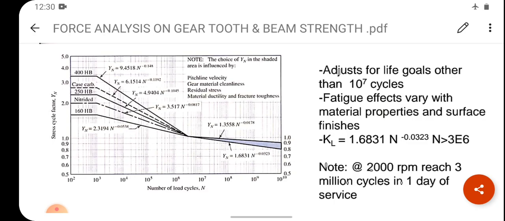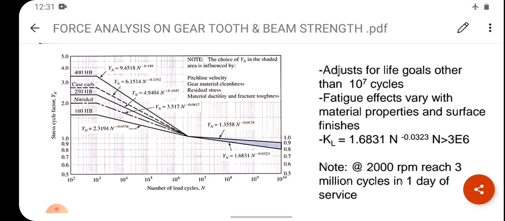So the value of Yn, what is it adjusted for, here I am reading the statement. See the note point, that is the choices of Yn and the shaded area are influenced by pitch line velocity, gear material cleanliness, residual stress, material ductility and fracture toughness, clear. So adjust for life goals other than 10⁷ cycles. Fatigue effects vary with material properties and surface finishes. So what will the fatigue effect depend on and vary with? As per material properties and surface finishes.